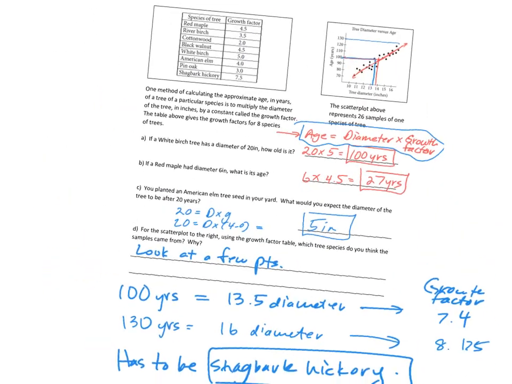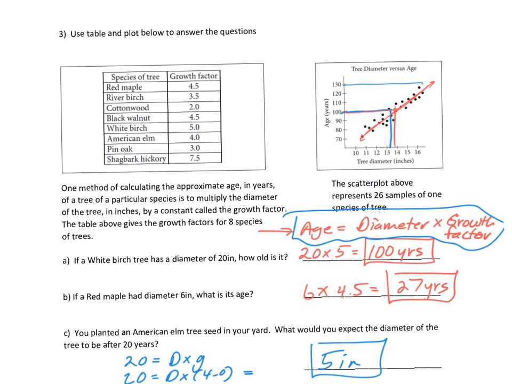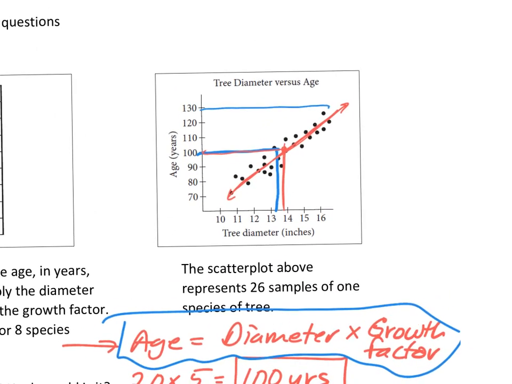Out of these choices, I'm moving around a lot here, so if you want to pause at any point, feel free. But out of these choices, it's got a pretty big growth factor. There are no other growth factors that are even close to that 7.4 other than shagbark hickory. But just to be certain, let's look at another point. I took a point all the way at the top. Looking at this scatter plot, if you follow this 130 across, it's about 16, maybe 16.5. I said 16.